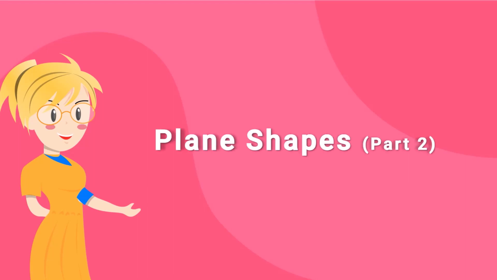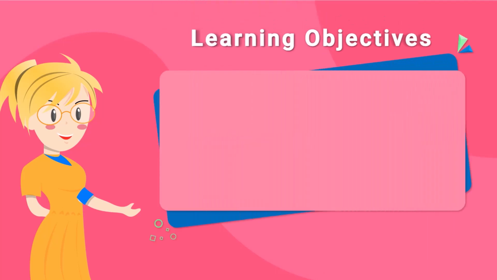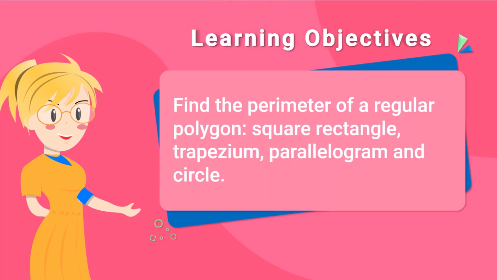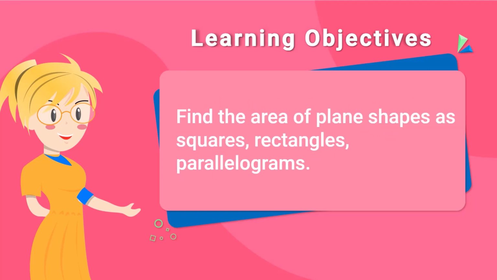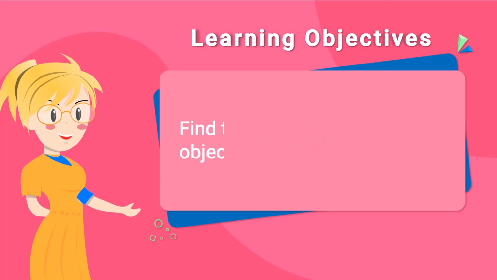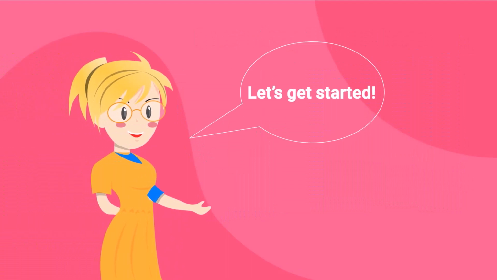Our topic today is plane shapes. And at the end of the lesson, you should be able to find the perimeter of a regular polygon, square, rectangle, trapezium, parallelogram, and circle. Also, find the area of plane shapes such as squares, rectangles, parallelograms. And finally, find the area of real-life plane objects. So, are you ready? Let's get started.